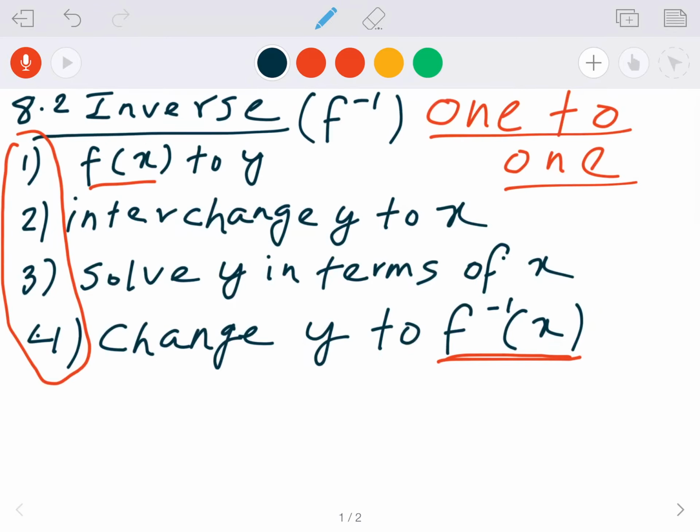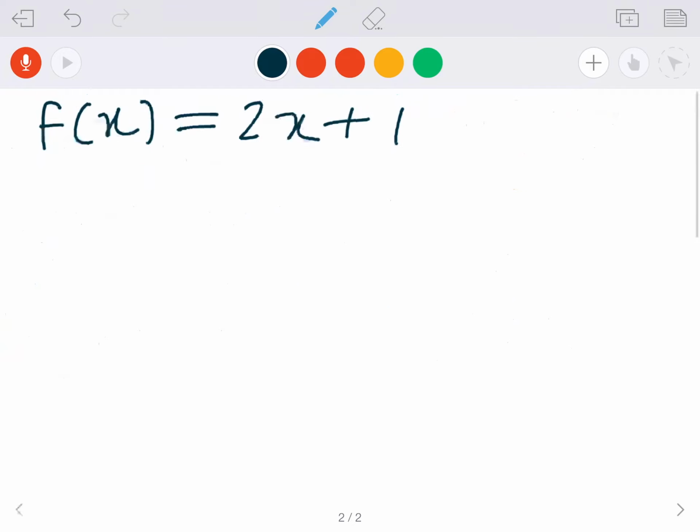Let's say a function is given, f of x is equal to 2x plus 1. All right. So we need to find the inverse of this function. So following these four steps, we need to find the inverse of the function. But like I said, we need to find whether the given function is one-to-one or not.